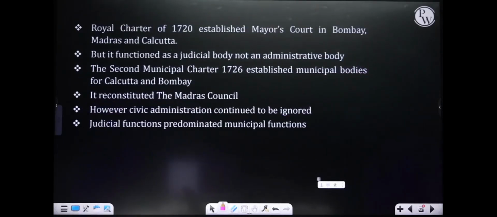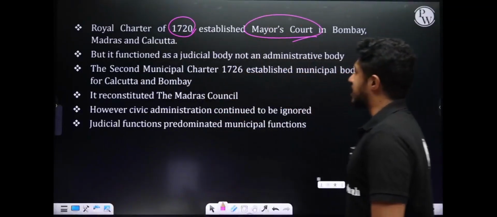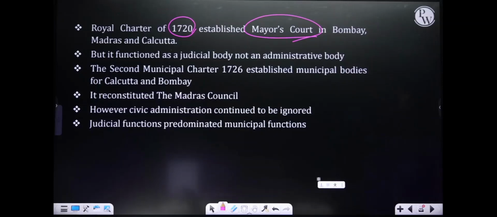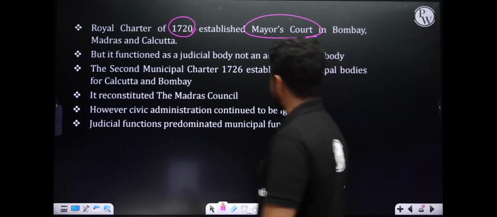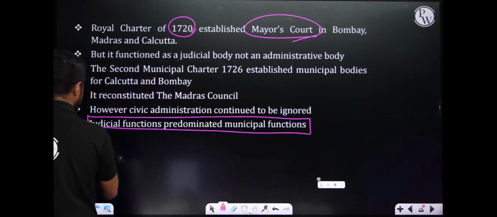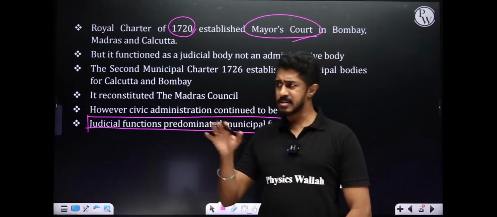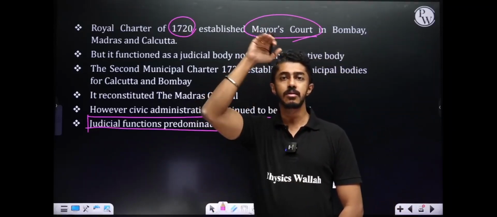The Royal Charter of 1720 established the Mayor's Court in Bombay, Madras, and Calcutta. But it functioned as a judicial body, not as an administrative body. The second municipal charter, 1726, established municipal bodies for Calcutta and Bombay. It reconstituted the Madras Council. However, civic administration continued to be ignored. Judicial functions predominated over municipal functions. That means matters of law, legal matters, civil and criminal cases, took the upper hand there.